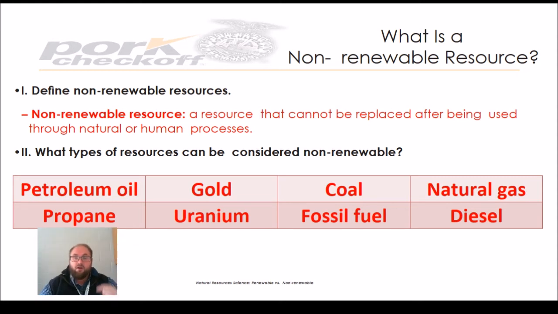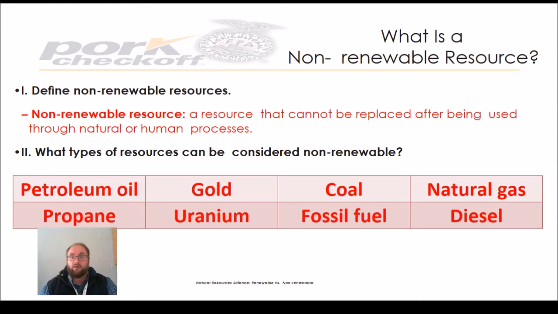Coal. Coal is the number one source of electrical power in the United States. We burn coal so that we can have electricity, lights, refrigeration. And second to that, we also burn natural gas for electricity, and we burn propane for heating our homes. So these are resources that are non-renewable. Once we use them, we can't get them back.